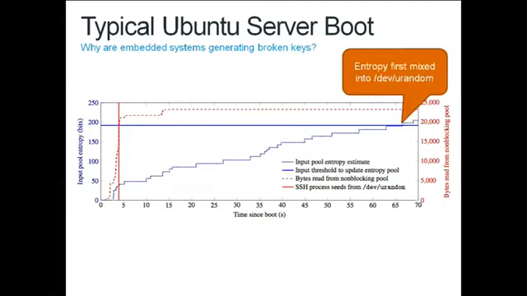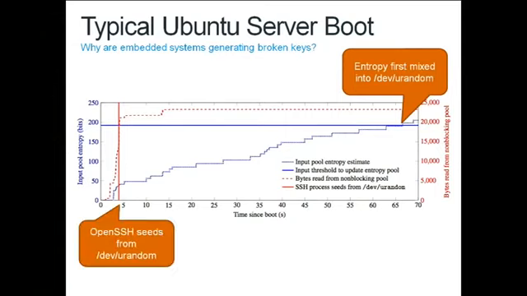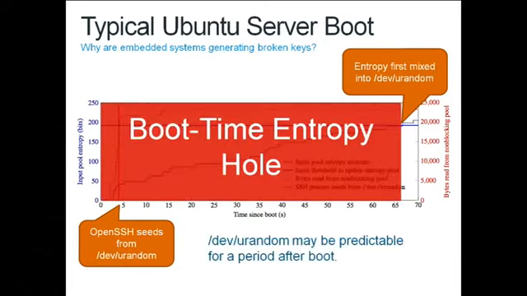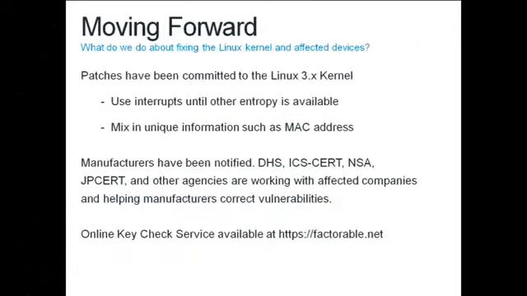So in one test system, here is when dev urandom warmed up and actually became randomized. Here's when OpenSSH seeded its internal random state. This is what we call a boot time entropy hole. And our hypothesis is that many of these vulnerable devices generated on first boot their private key during this entropy hole when they had not yet collected any form of randomness.